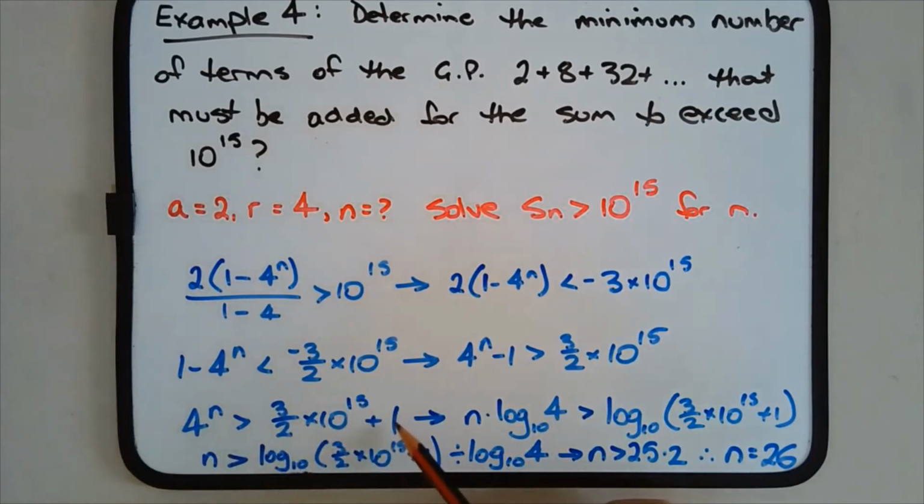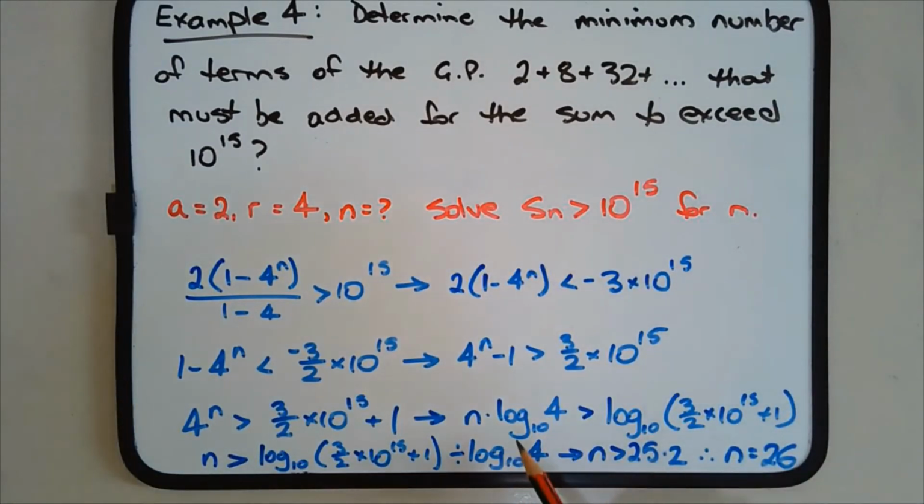Now, if we take the log of both sides, and we're going to use log base 10 here, and apply the logarithm law where the power comes out to the front, the n comes out to the front, we have n multiplied by log base 10 of 4 is greater than log base 10 of 3 over 2 multiplied by 10 to the power of 15 plus 1.